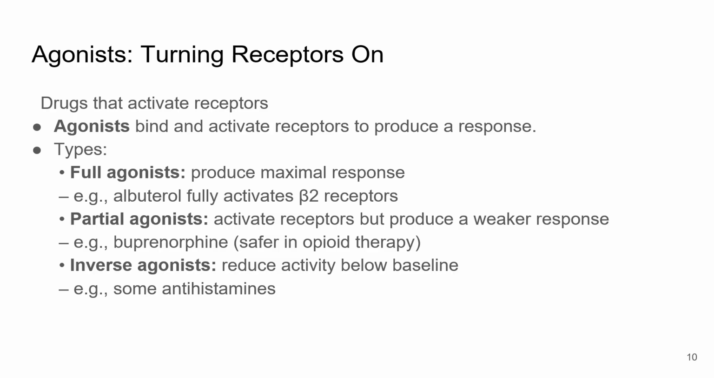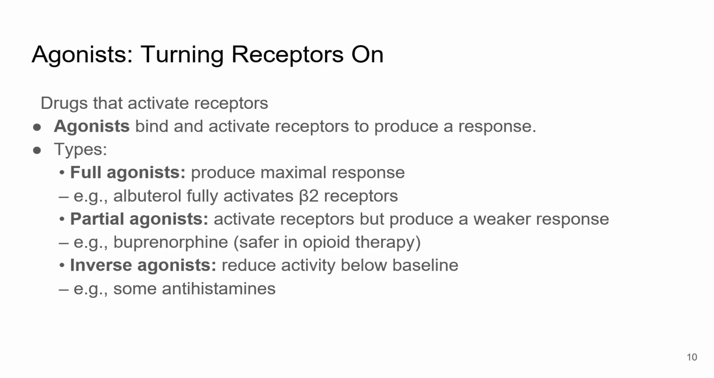Partial agonists also activate receptors, but they produce a weaker response. Even when all receptors are occupied, they still have a weaker response if it's a partial agonist. A good example is buprenorphine, which we use in opioid therapy. Clinically, this limited effect is why partial agonists are often safer, because they reduce the risk of excessive receptor activation, for example, respiratory depression overlap.